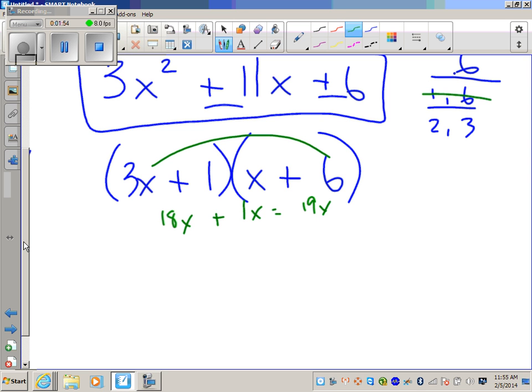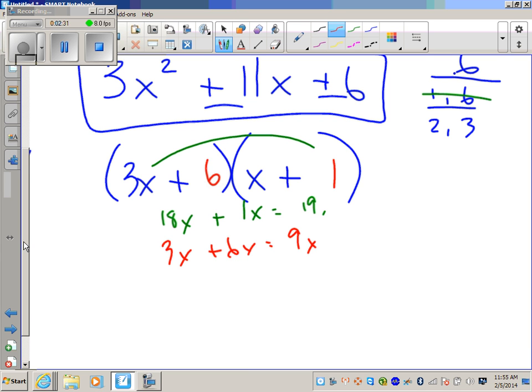However, does that mean that 1 and 6 are gone entirely? No, because I can flip the order to 6 and 1. That will change things. Before it didn't matter, now it does. Outer, 3x times the 1 is a 3x. Inner, the 6 times the x is a 6x, and it gives me 9x. Same as 11x? No.